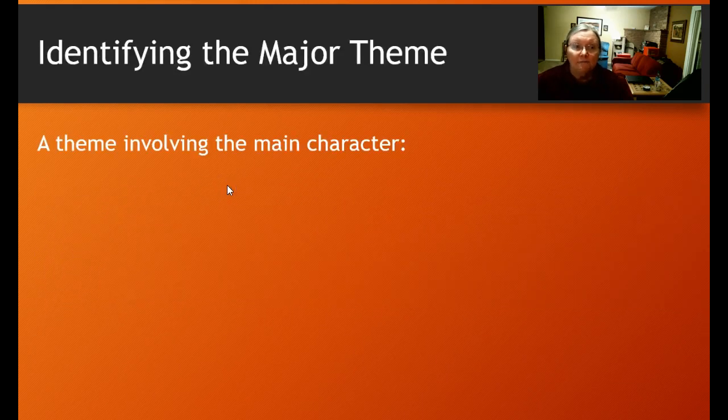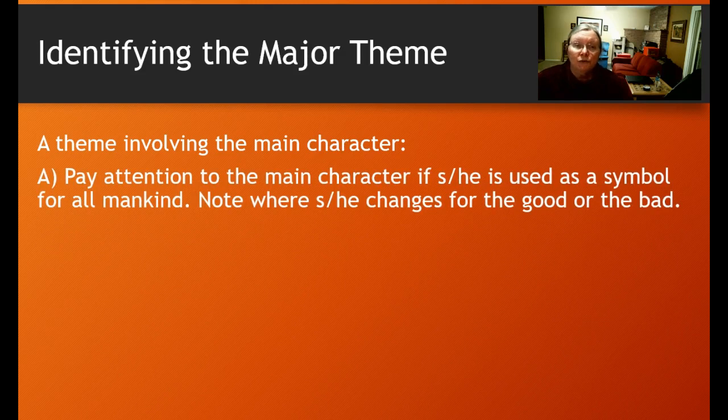Now, a way to identify the major theme involving the character, and we are going to talk about the literary element of character in another class, is to pay attention to the main character and whether or not she or he is used as a symbol. And you're going to notice changes for the good over the bad with this character.